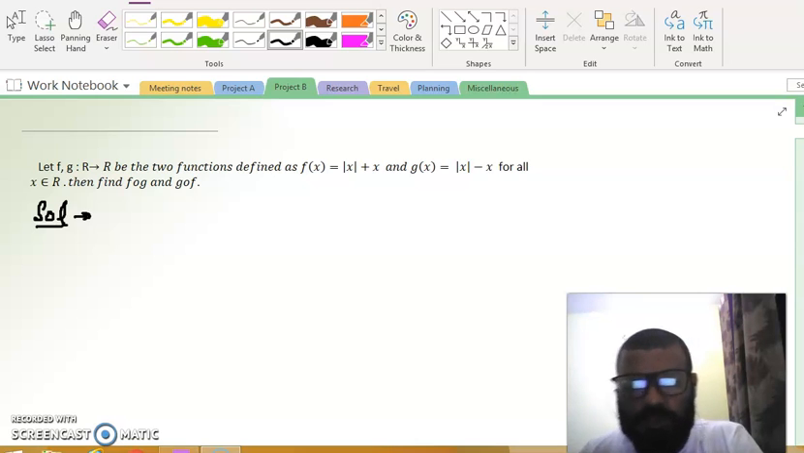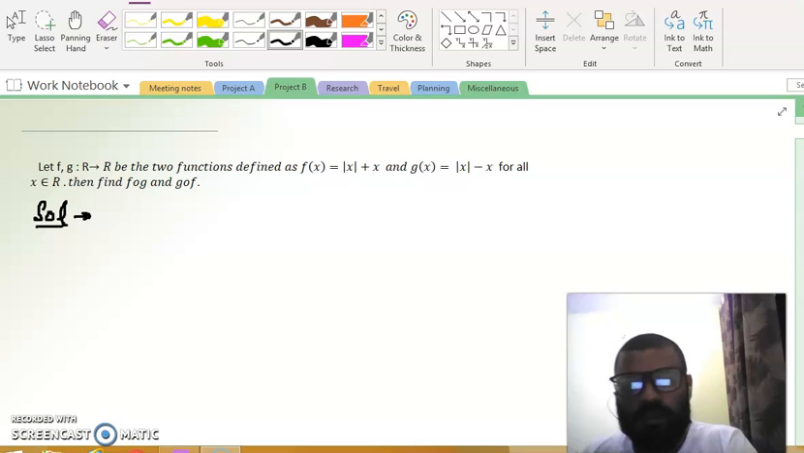Let's discuss this question. This is one of the most important questions for the board examination. The question is: let f, g: R to R be two functions defined as f(x) = |x| + x and g(x) = |x| - x for every x belongs to R. Then find out f of g and g of f.